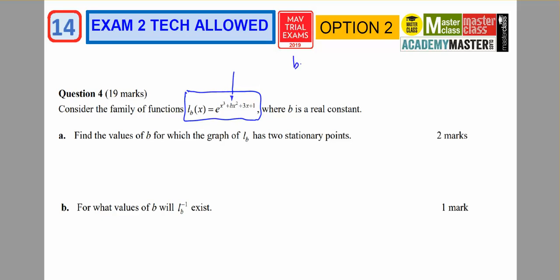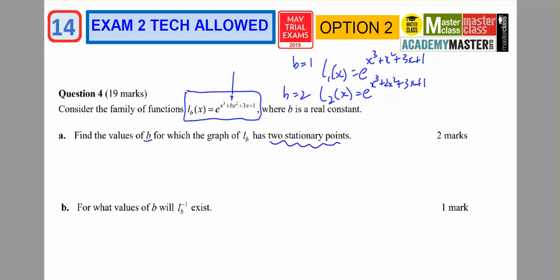So when b equals 1, this is called L1 of x, and it would be e to the x cubed plus x squared plus 3x plus 1. L2 is when b equals 2, and it would be e to the x cubed plus 2x squared plus 3x plus 1. So we have this parameter b, which is why this subscript b is included. So find the values of b for which it has two stationary points.